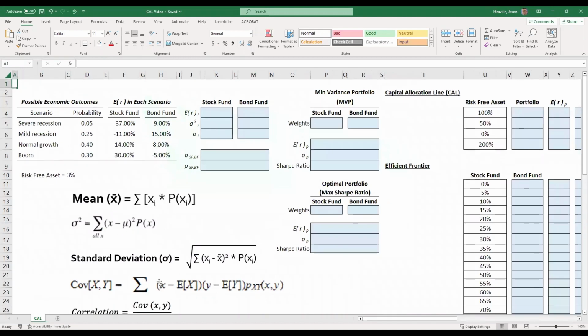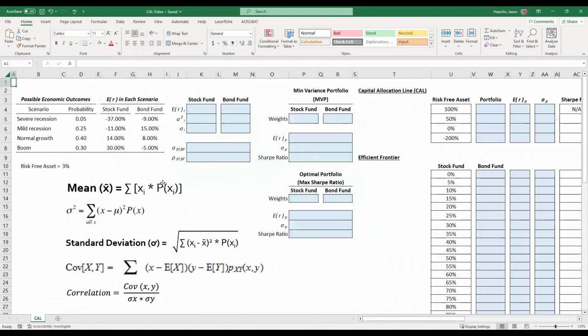These are the formulas that we're going to be using during this part of the process. So the scenario starts with some information that is given to you. We have a probability of 0.05 for a severe recession coming up. Another outcome could be a mild recession at 0.25. We can have a normal situation, normal growth at 0.40, or a boom in the economy with a 0.3 probability.